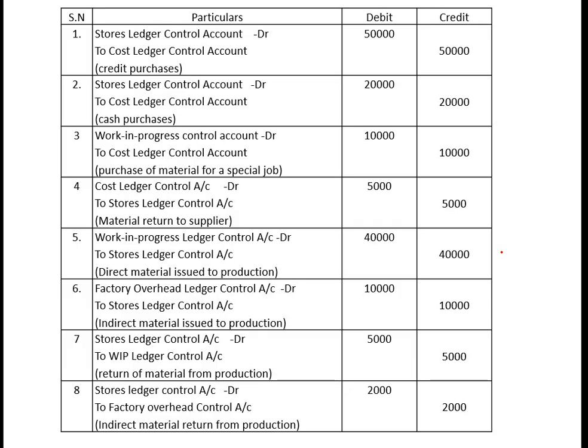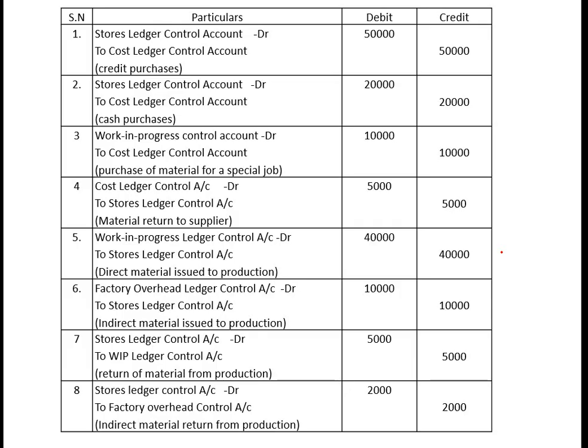So entry number 5, that is issue of direct material, it is work in progress ledger control account debit to store ledger control account. Then sixth is your issue of indirect material to production. So this is the same entry that we have done right now. So this is factory overhead ledger control account debit to store ledger control account. So in this case work in progress ledger will not be charged, because material is indirect, that's why it will be charged to factory overheads.